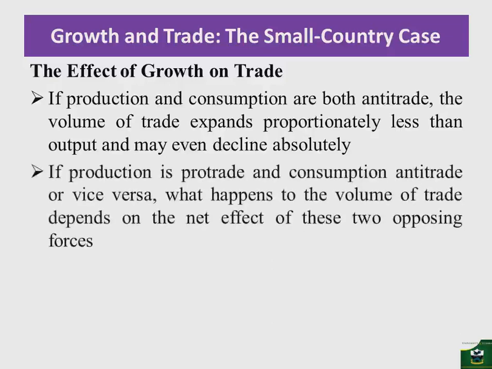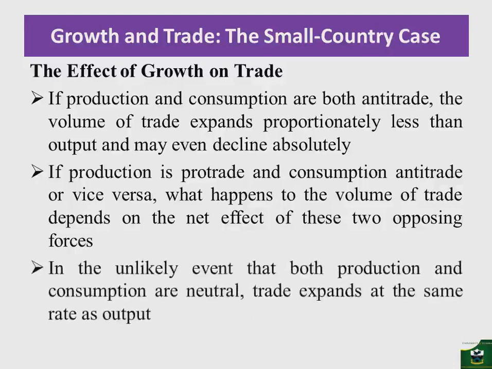And if production is pro-trade and consumption is anti-trade or vice versa, then what will happen to the volumes of trade would depend on the net effect of the two opposing forces, that is the production side and the consumption side. And finally, in the unlikely event that both production and consumption are neutral, trade expands at the same rate as output, and therefore we will not have either of the two pushing the other, so there will be a neutral stance.